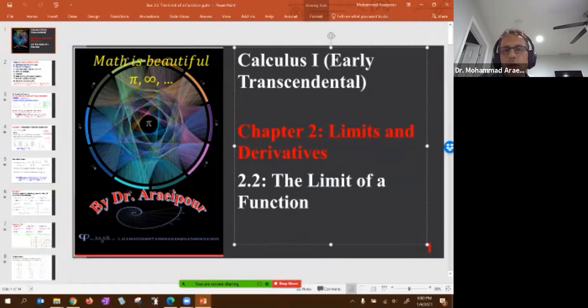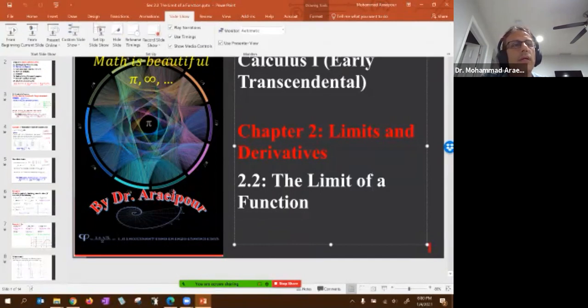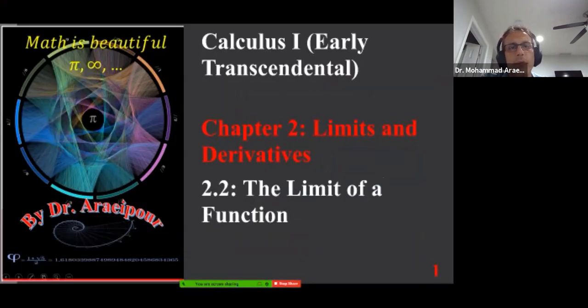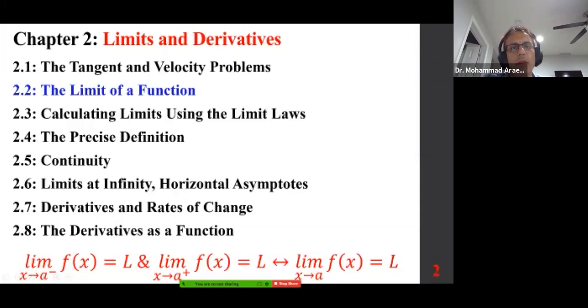Again, class, good evening. We are looking at the second section of chapter 2, the limit of a function. Okay, so actually the synopsis of that is given here.